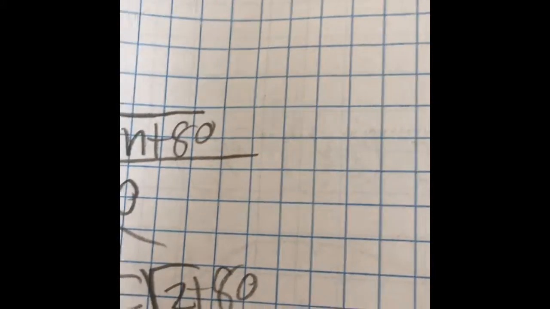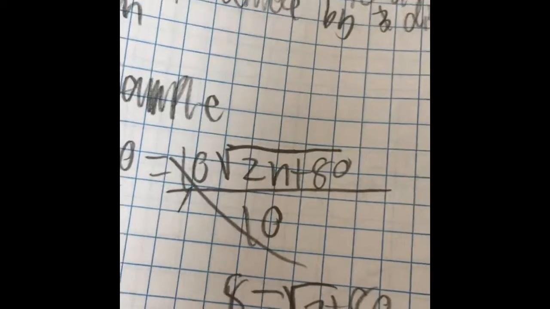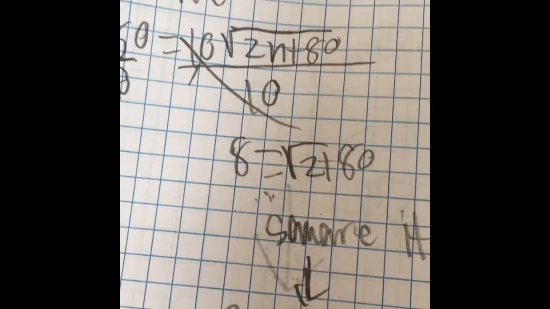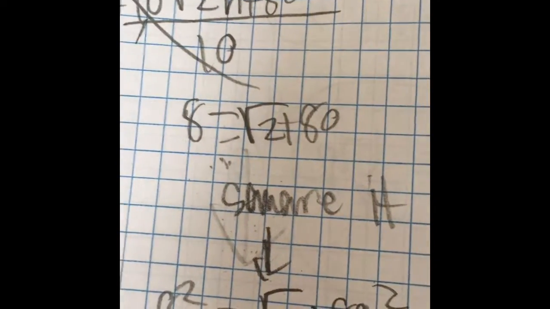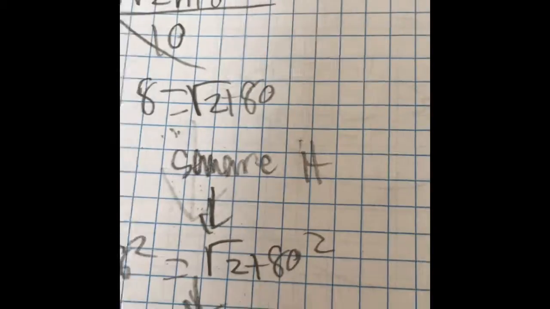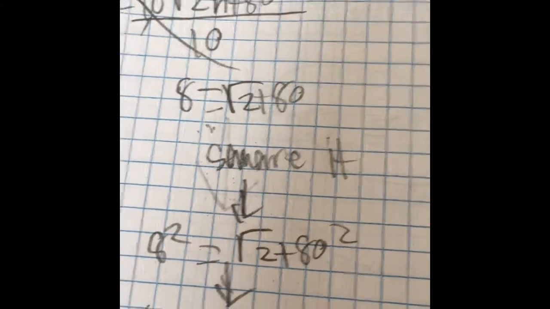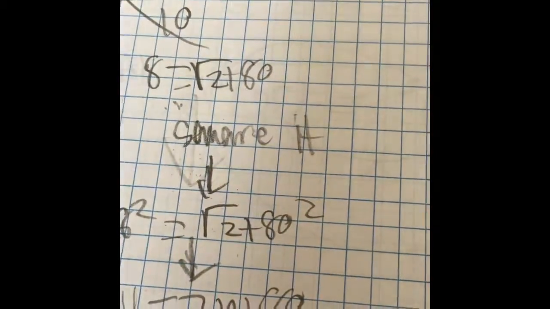Then we can multiply this 2n plus 80 by its square root, and then we have to do the same thing to the 8, and you're left with something like 8 squared equals 2n plus 80 squared, and that simplifies to 64 equals 2n plus 80.